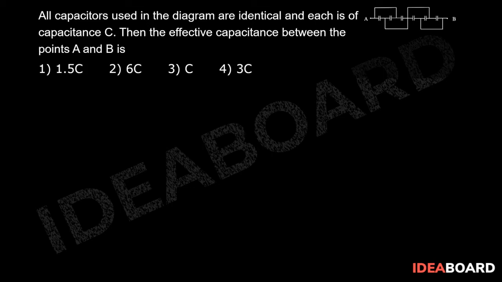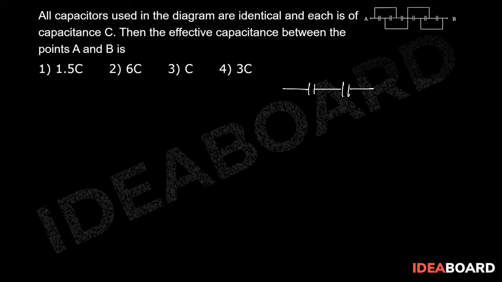All capacitors used in the diagram are identical and each is of capacitance C. The effective capacitance between the points A and B is? Now in this question, just first of all read out the diagram to make the concept a bit clear.